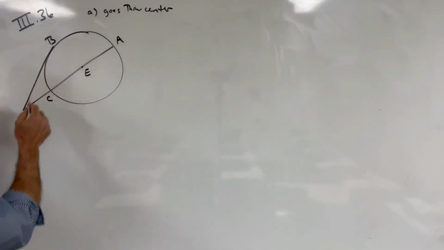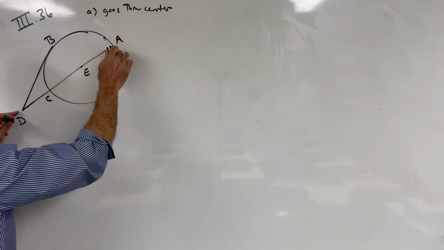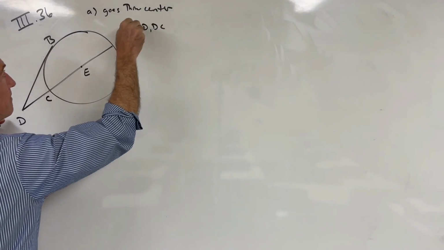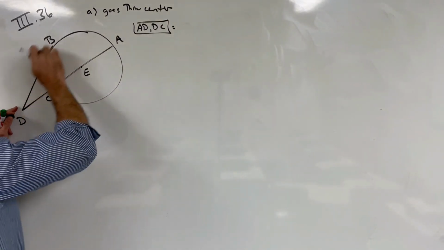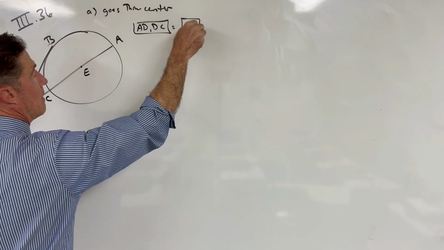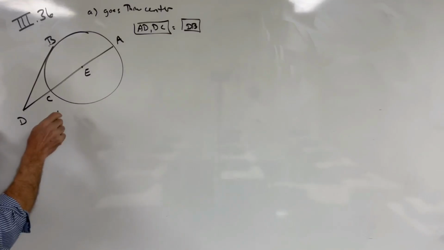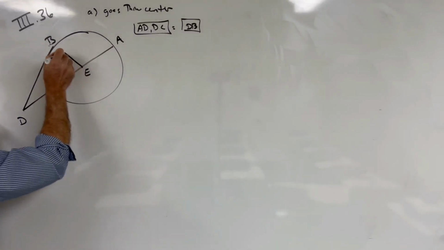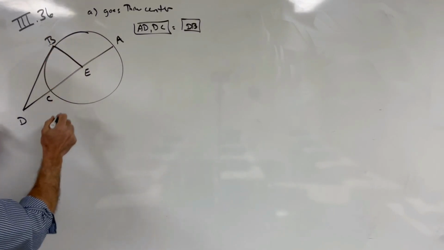And so here's what we're going to prove. We're going to prove that the rectangle contained by AD, DC, is equal to the square on the tangent, the touching line, DB. So the first thing we're going to do is draw a line from the center to the point of contact of the tangent line, the touching line.